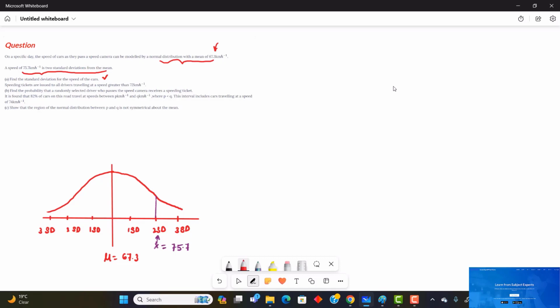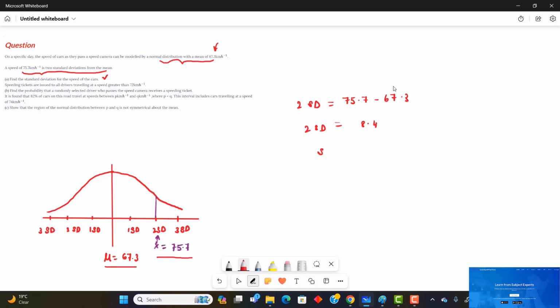So looking at the graph, we can say that the mean is at the middle, which is at 67.3. And the value x is equal to 75.7 is two standard deviations away from the mean. So two standard deviations is equal to 75.7 minus 67.3, which is equal to 8.4. So 2SD is equal to 8.4.